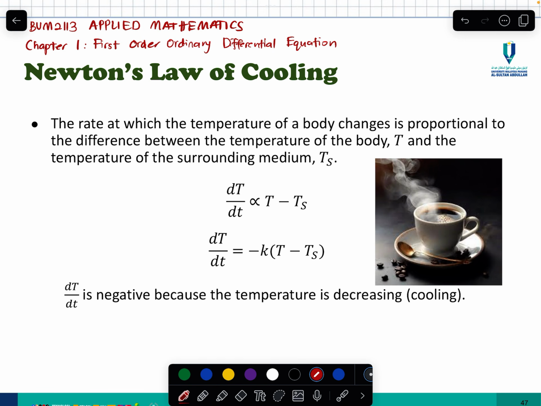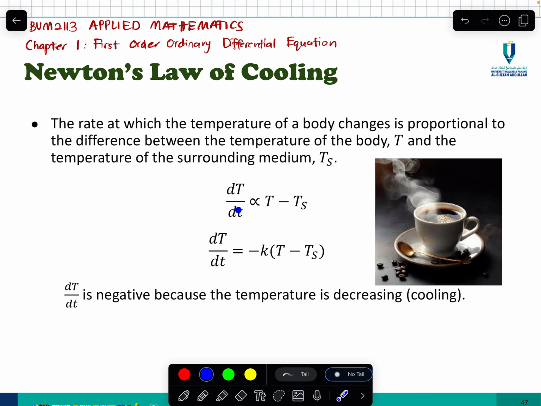Hi everyone. Today we are going to look at examples of chapter 1, first order ordinary differential equation for BUM2113 Applied Mathematics. Newton's law of cooling states that the rate at which the temperature of a body changes is proportional to the difference between the temperature of the body T and the temperature of the surrounding medium Ts. And the governing equation is as follows.